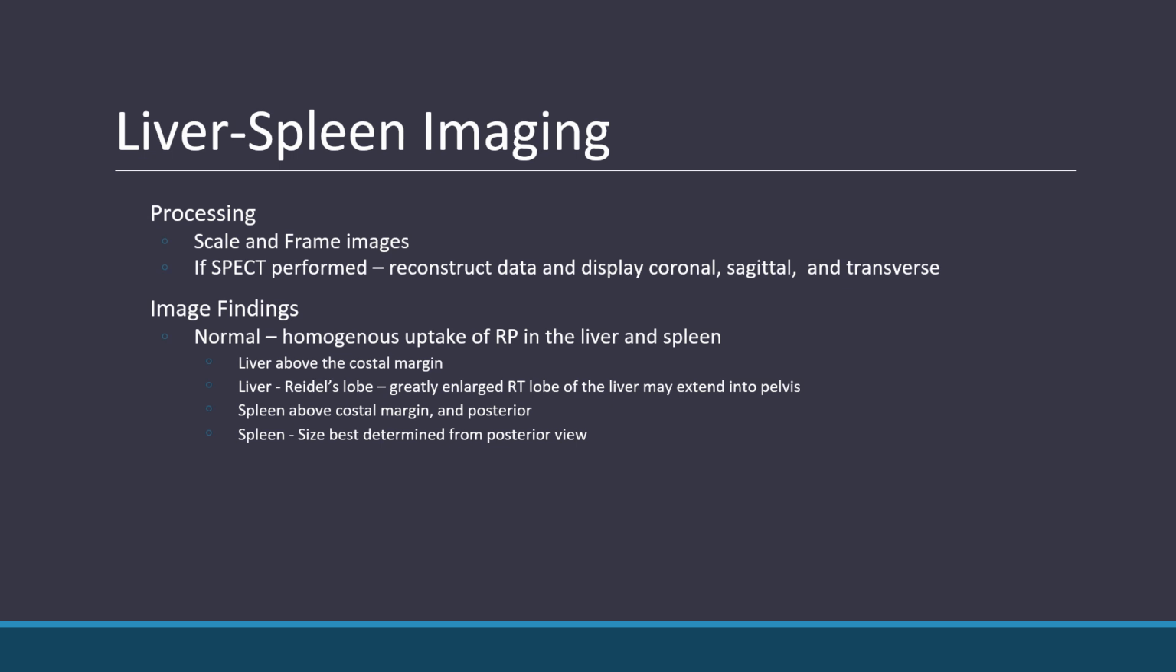You'll see liver above the costal margin. The liver may have a normal Riedel's lobe, which is a greatly enlarged right lobe of the liver that may extend into the pelvis. That's a normal variation. And then the spleen above the costal margin, and it will be seen mostly posteriorly. And then the spleen size is best determined in the posterior view.